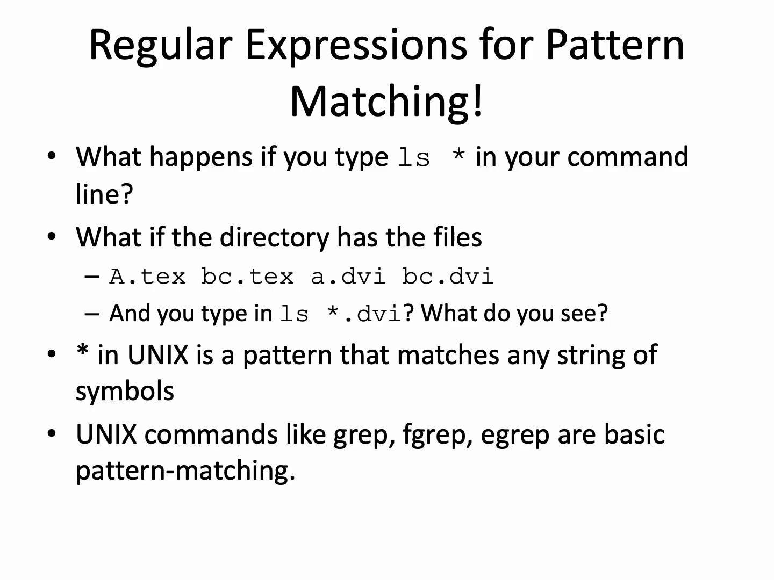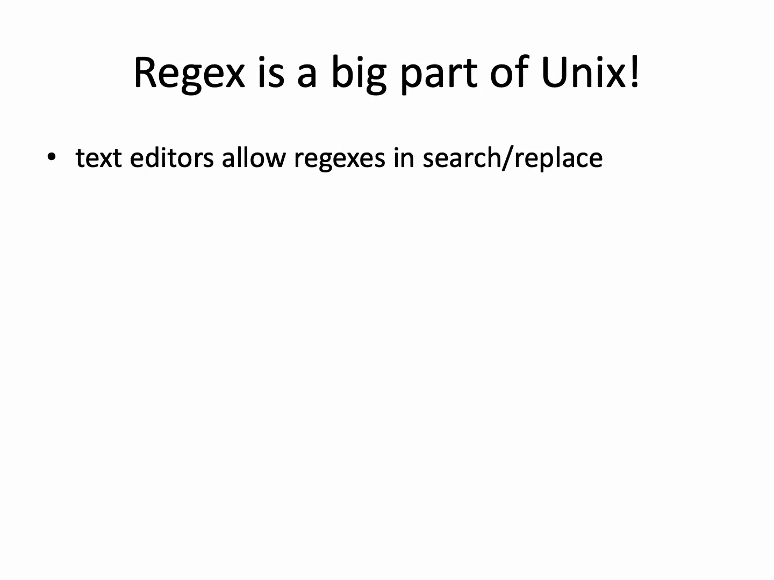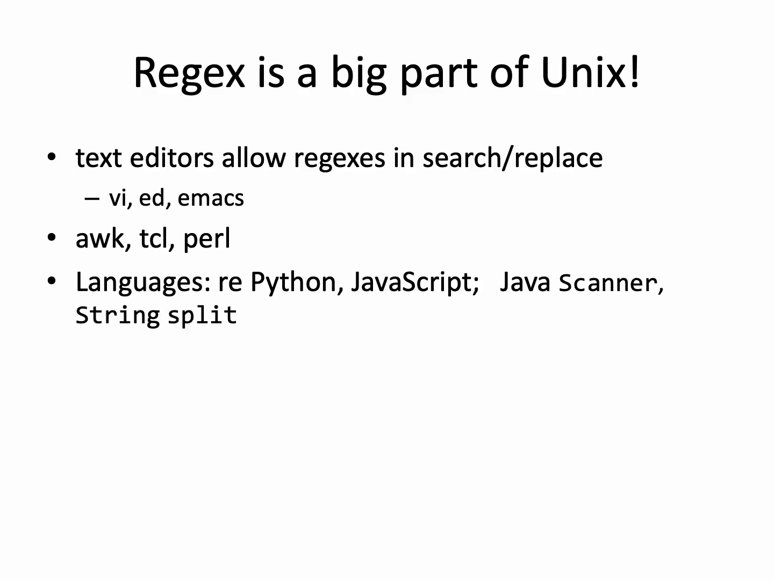And Unix commands like grep and fgrep and egrep are the things that search inside your text files to find particular patterns that you're interested in. Regex is a big part of Unix. These text editors allow you to do regex to do search and replace. If you ever use a text editor like vi, ed, or emacs, you might be familiar with doing this. There are also other command line utilities that you would use these regular expressions with, like awk and tcl and Perl.